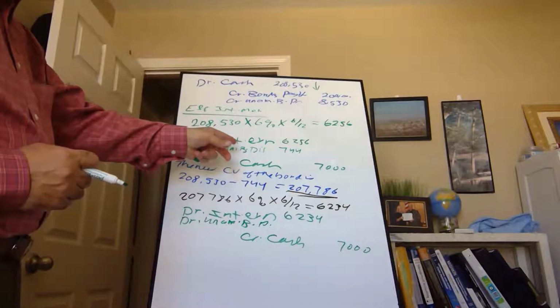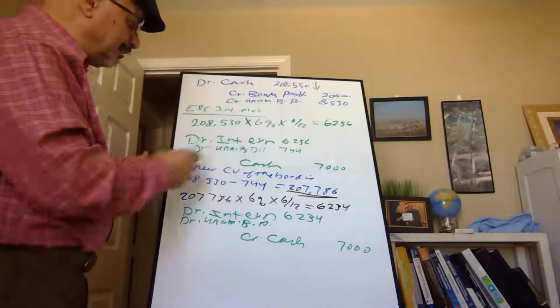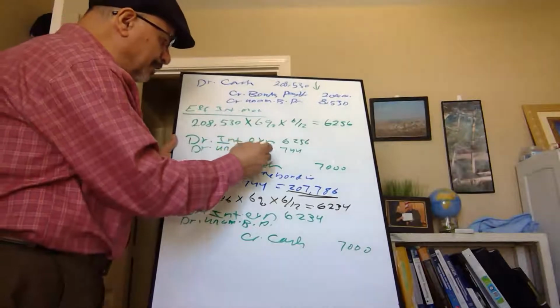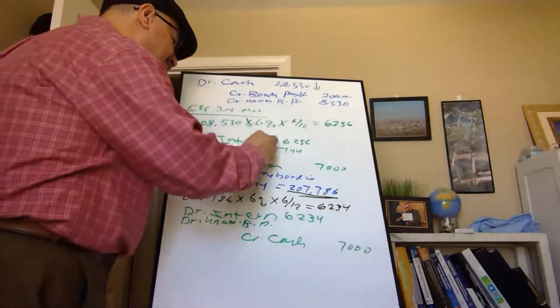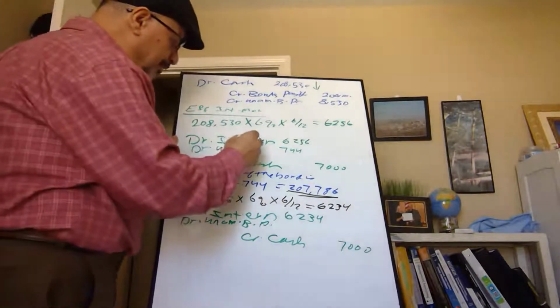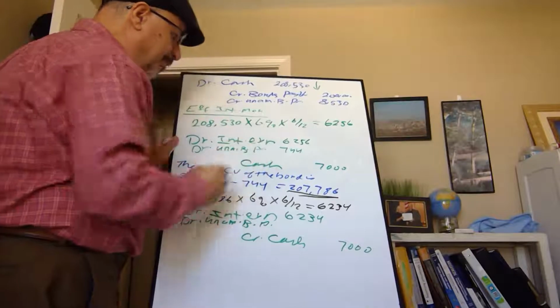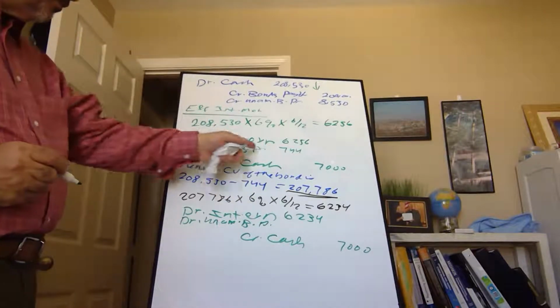I apologize for the previous one. It's not discount, it's unamortized bond premium over here, sorry, because we already did the discount. And so this is unamortized bond premium, okay? The first journal entry, unamortized.